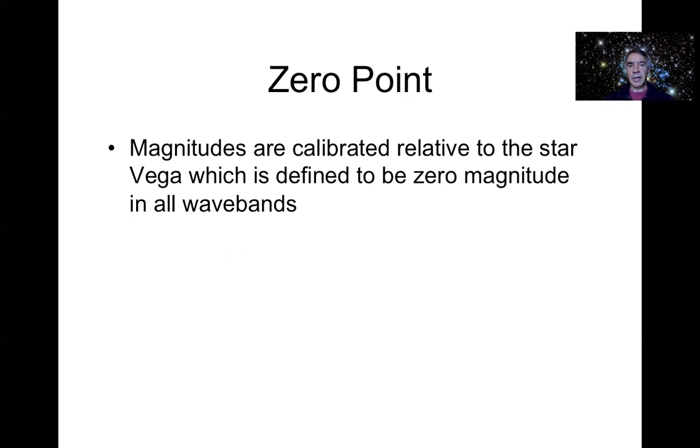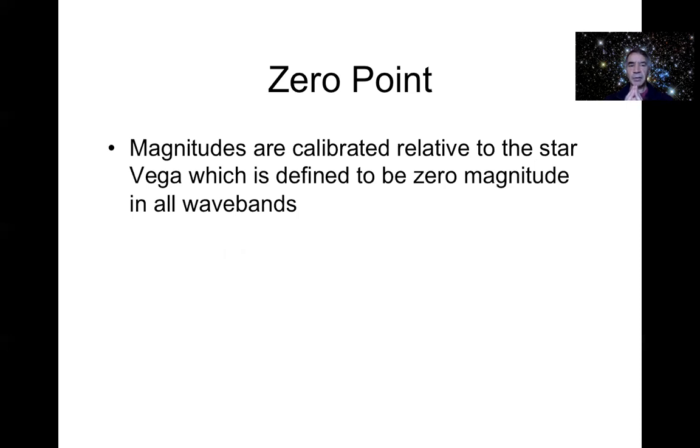So again, let's come back to this question. You've introduced this concept that B minus V is a measure of color of a star. So where's the 0 point? How do we calibrate this scale? Well, we come back to our star Vega again.